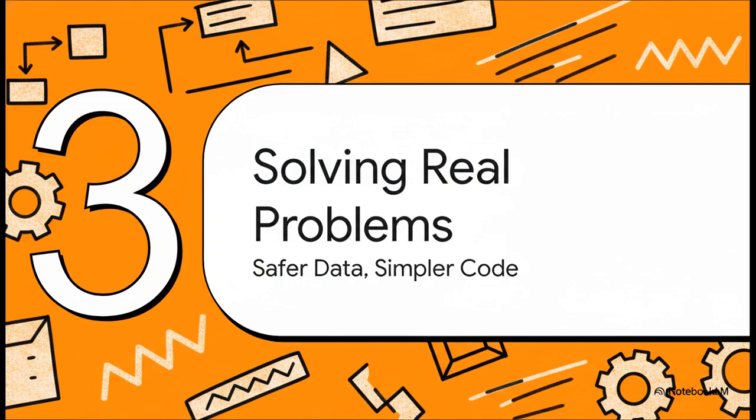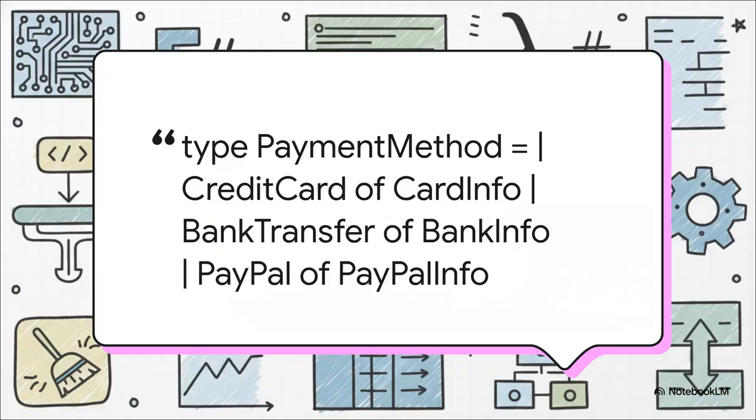Okay, that all sounds great in theory, but let's see how this stuff actually helps us write better code to solve real problems. Okay, take a look at this. This is a feature called a discriminated union. Instead of creating some huge class for a payment method with a bunch of fields that might be null, you just define a type that can only be one of these specific things. A payment is either a credit card, or a bank transfer, or a PayPal. It can never be some weird, invalid mix of them.